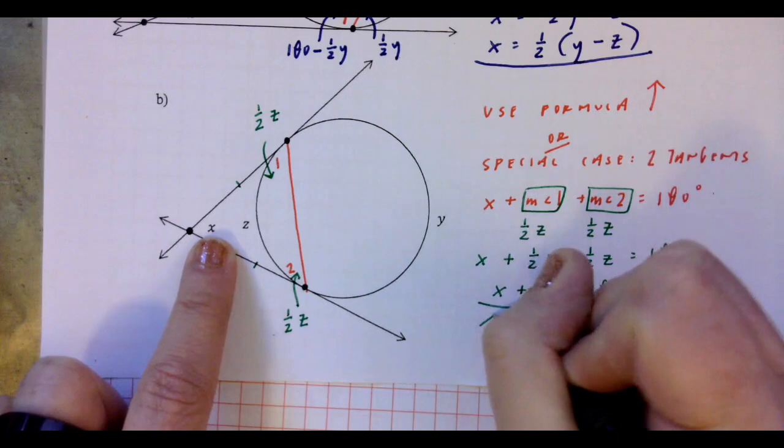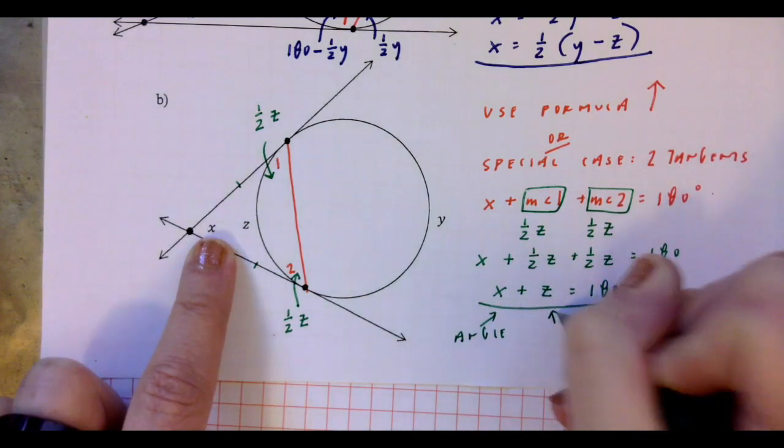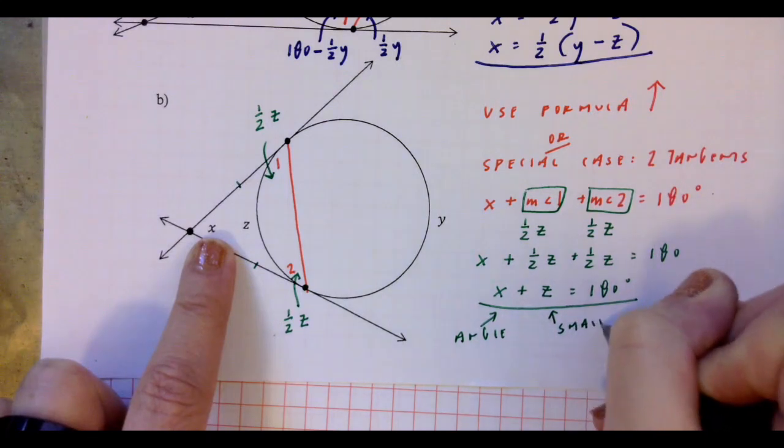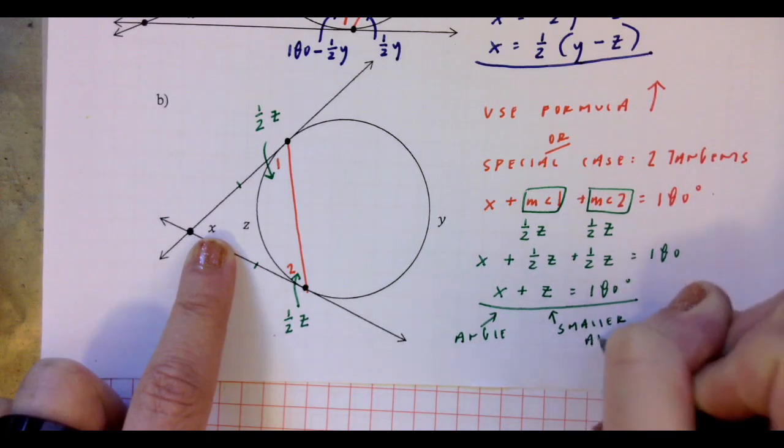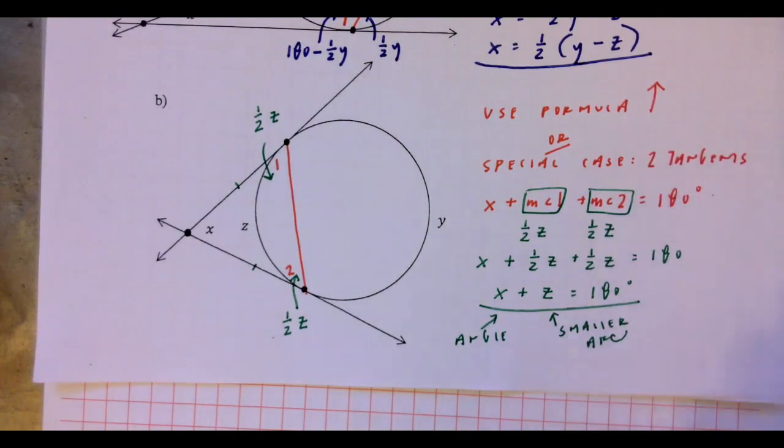So again, this is the angle, and this is the smaller arc, right? The minor arc, right? And only because we have two tangents, it's our special case.